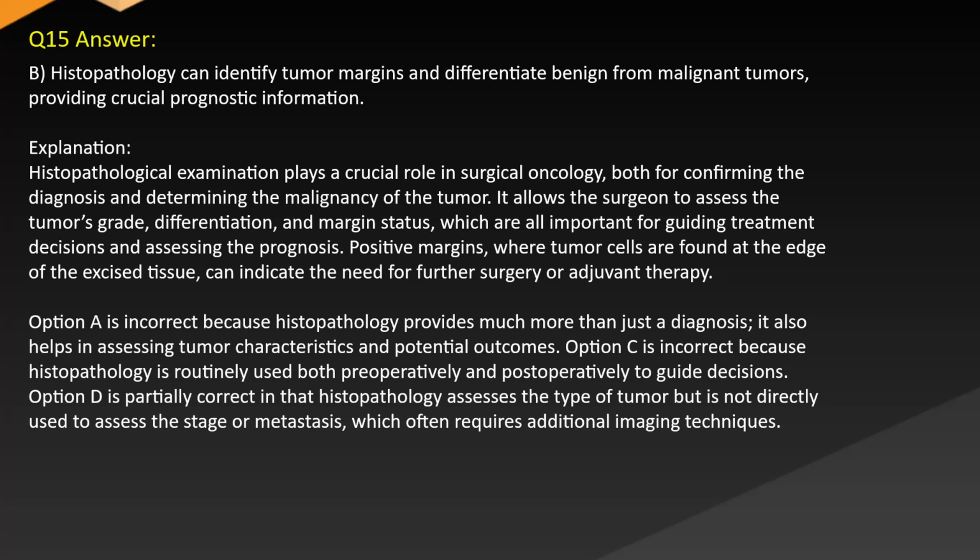surgery or adjuvant therapy. Option A is incorrect because histopathology provides much more than just diagnosis. It also helps in assessing tumor characteristics and potential outcomes. Option C is incorrect because histopathology is routinely used both preoperatively and postoperatively to guide decisions. Option D is partially correct in that histopathology assesses the type of tumor but is not directly used to assess the stage or metastases, which often requires additional imaging techniques.